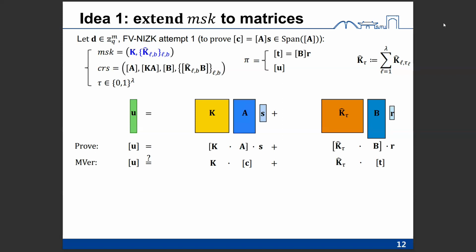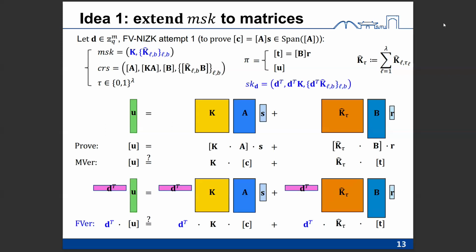And next, for delegated value D, which is a vector, how do we design the F verifier algorithm? Our idea is as follows. That's the F verifier algorithm. And we can see it actually just does what M verifier did on the projection of D on this vector. So that's our design of the F verifier. And as for SK, it contains D transpose times K and D transpose times K hat.